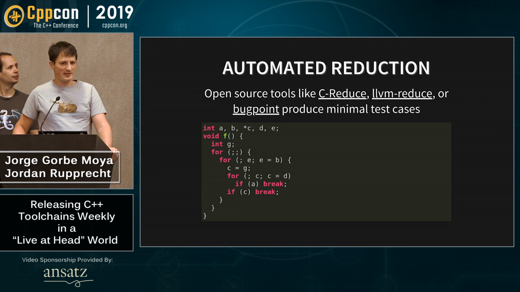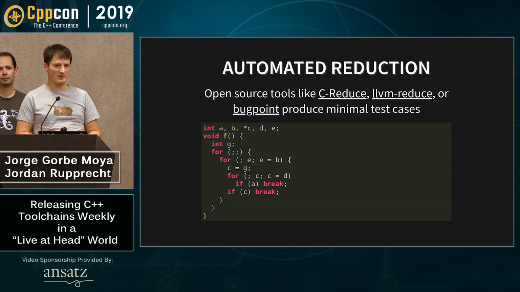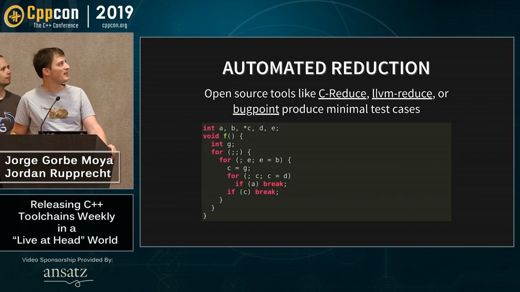Fortunately, there are a lot of really good open source tools out there. We use CReduce for C++, and you can use LLVM reduce or bugpoint for LLVM IR code. The way these tools work is you give them an interestingness test. So we would say, this test case is interesting if you compile it and it fails with this specific compiler warning, or this compiler error message.